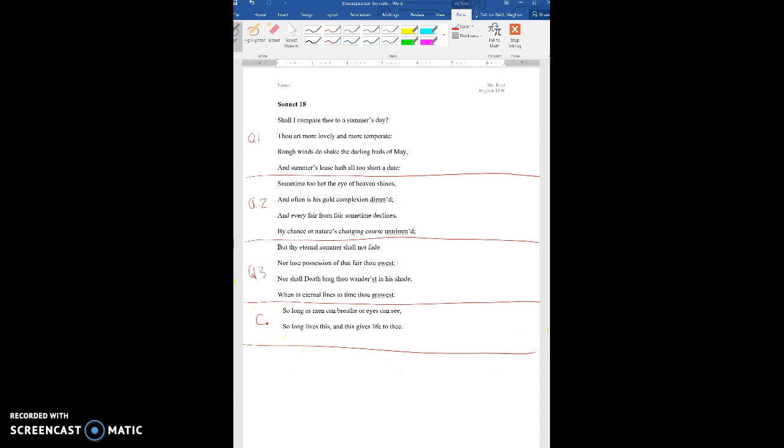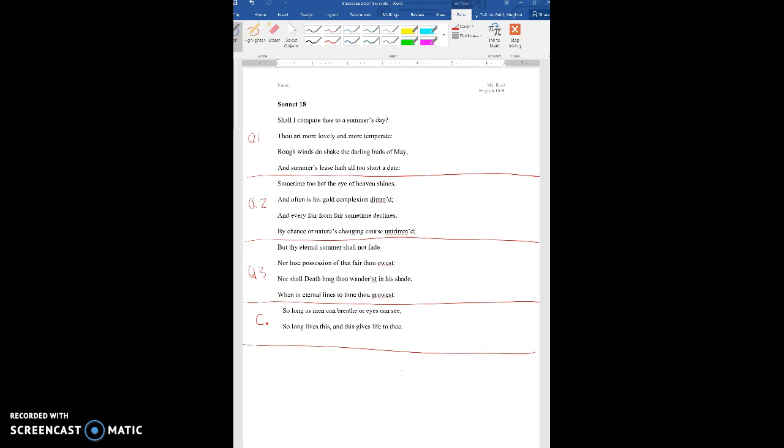So, quatrain 1. If you remember back to the definitions, quatrain 1 is going to be the introduction to the topic. So let's see what we think the topic of this first quatrain is. Shall I compare thee to a summer's day? Thou art more lovely and more temperate. Rough winds do shake the darling buds of May, and summer's lease hath all too short a date.